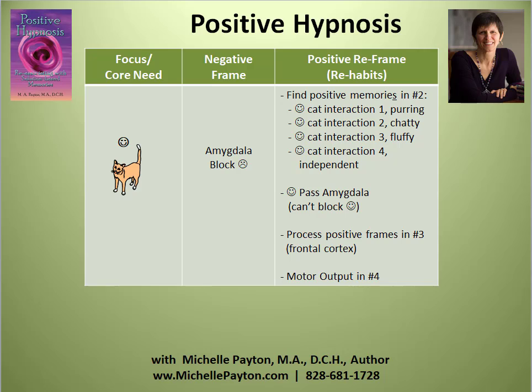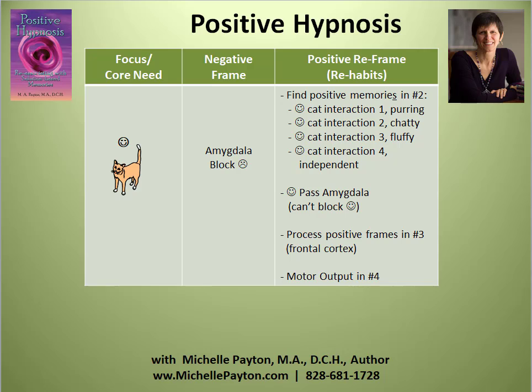So what if we just look at the cat example for a moment? Say we want to think positively about cats. But we've had a difficult time with that, and the amygdala is blocking us from changing, from replacing, I should say, that pattern. So what we do is we look for memories, I will call those rehabits as well, that are positive so that we can reframe our perception of cats.